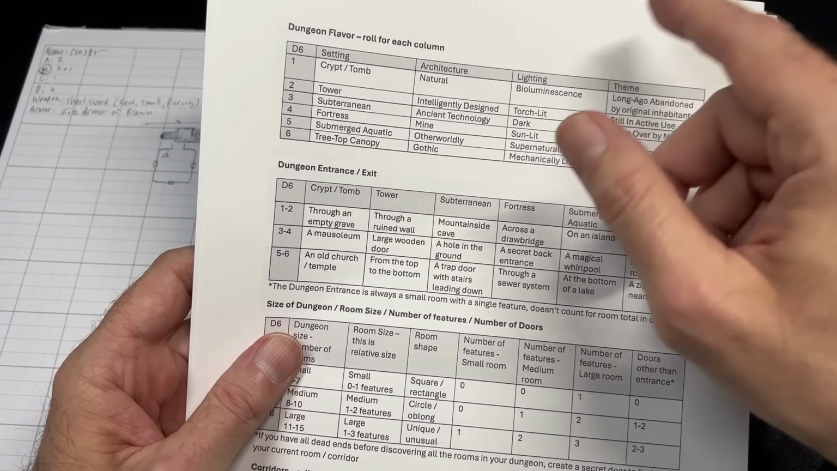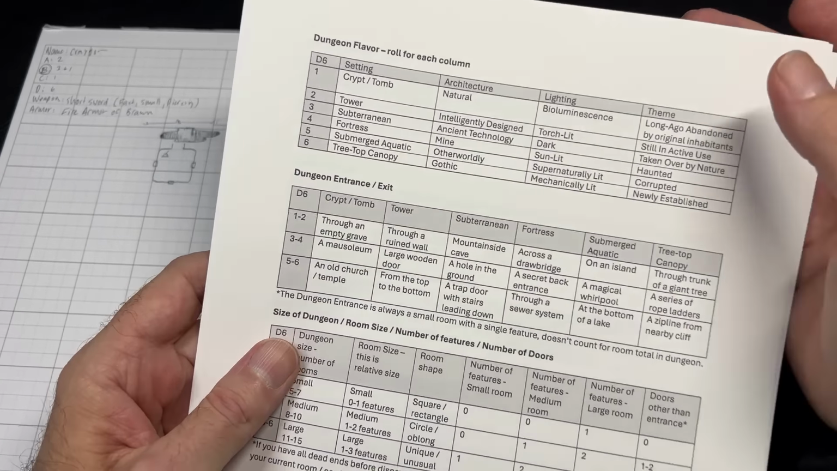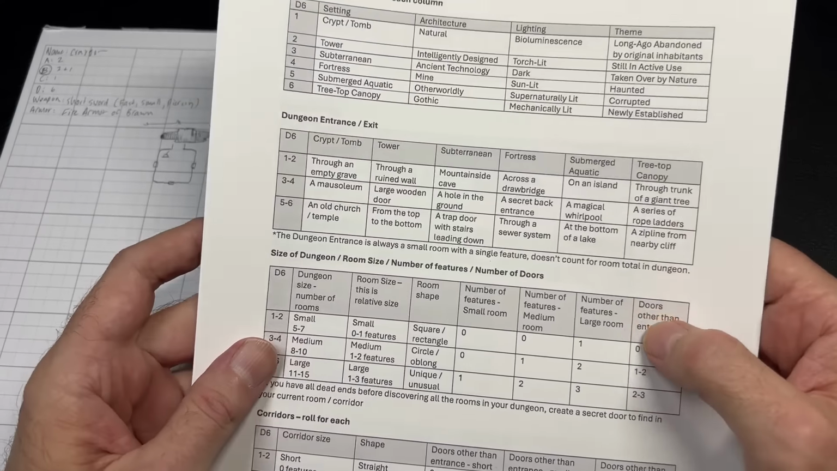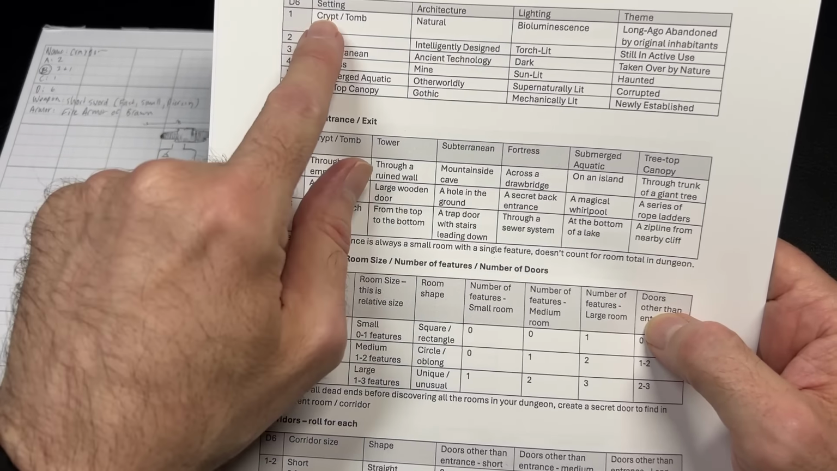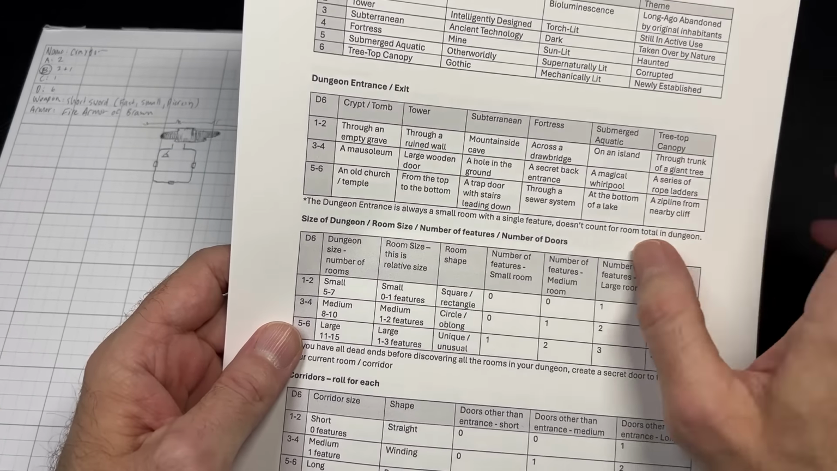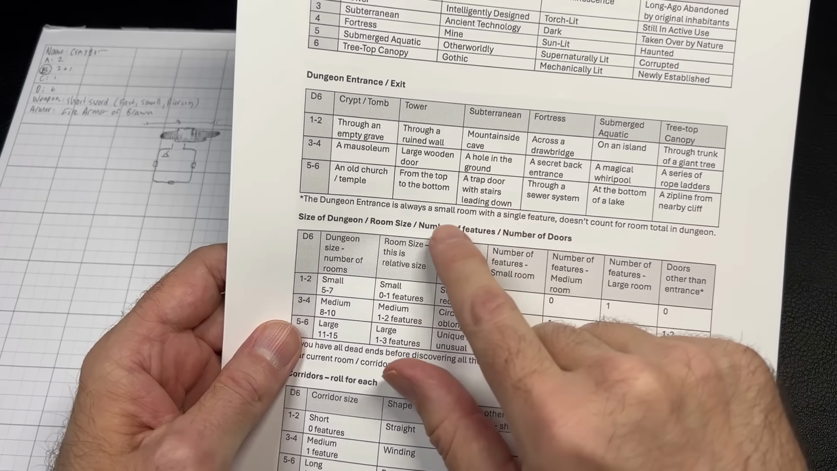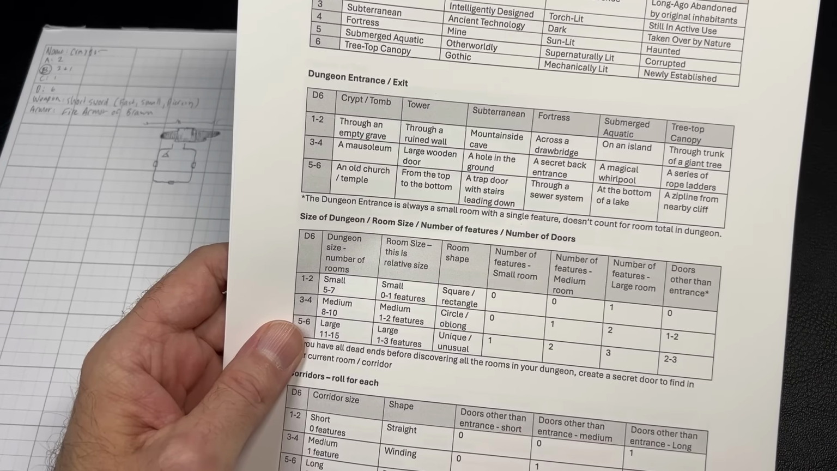So I would recommend at least rolling up on your setting, and the other 3 things you can roll up as you need or as you want to. And then we can determine the dungeon entrance and exit. And so you will find your corresponding setting and then roll a d6 on one of these. So we are in subterranean. So a subterranean could be in a mountainside cave, a hole in the ground, or a trap in the door.